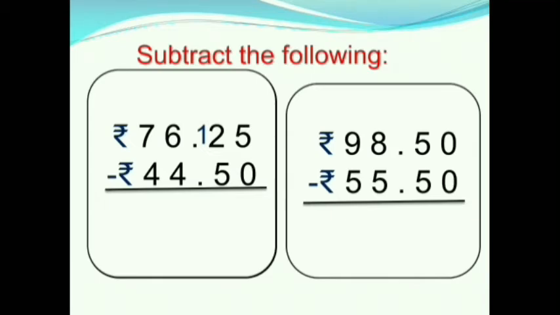After borrowing 1 rupee from 76 rupees, we have 75 rupees. Now we should subtract 50 paise from 125 paise. 125 minus 50 is equals to 75. Next we should subtract 5 and 4. 5 minus 4, 1. Next we should subtract 7 and 4. 7 minus 4, 3. Therefore 76 rupees 25 paise minus 44 rupees 50 paise is equals to 31 rupees 75 paise.